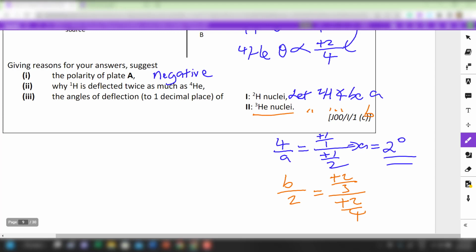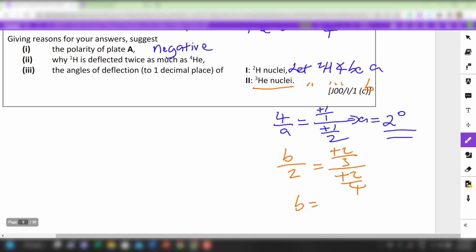Okay, so therefore from here, B is equal to, we can cancel this. That's 4/3 times 2. Okay, so we will be able to get, let's punch the calculator. So that's 8 divided by 3. Okay, so let me find the calculator. 8 divided by 3. So we will get 2.7 degrees. Okay, so we can get to 2.7 degrees quite easily.